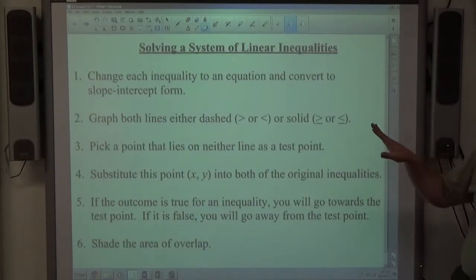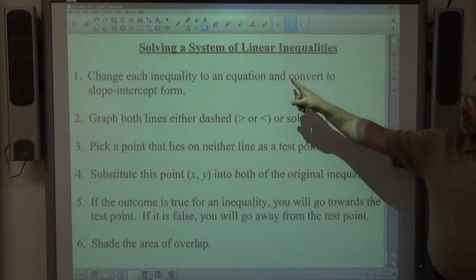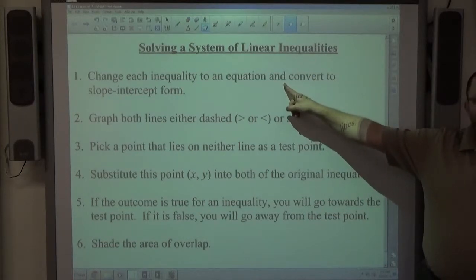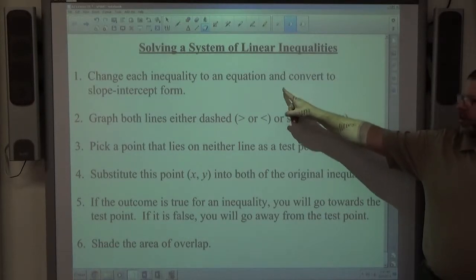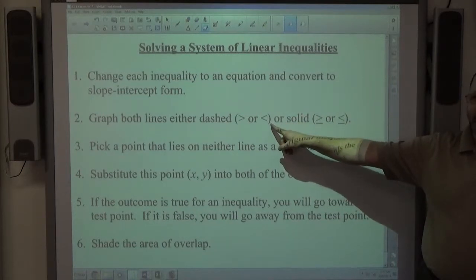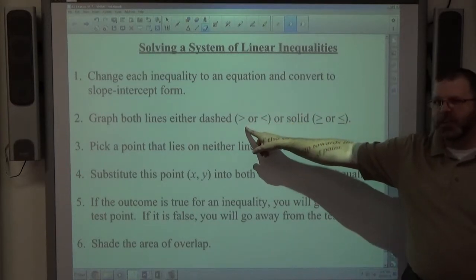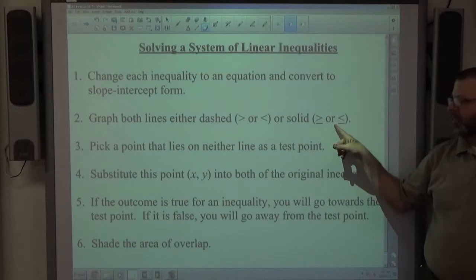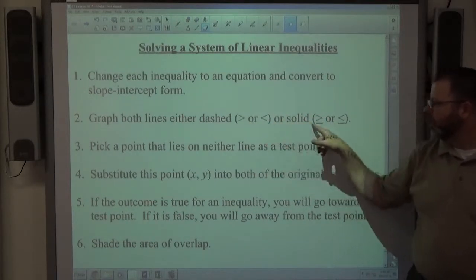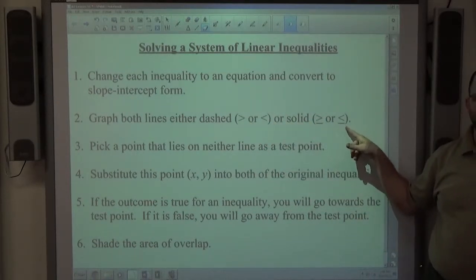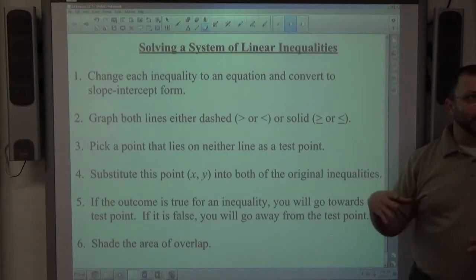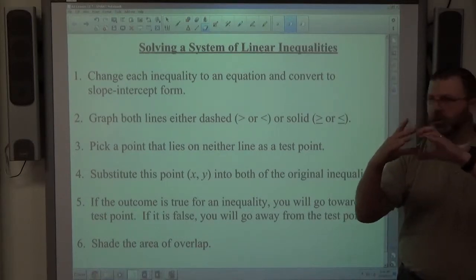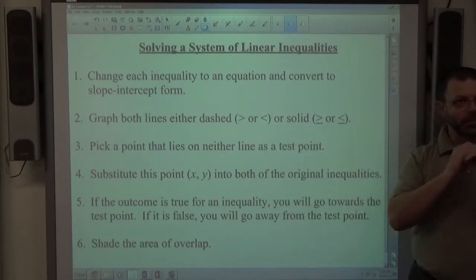Okay. The process goes as follows. Change each to an equation, convert to slope-intercept form, so we can graph both lines. The lines are going to be either dashed lines or solid lines, depending on the inequality only or the inequality with an equals to attached to it. Relate that to graphing on a number line, hollow circle and filled in circle.